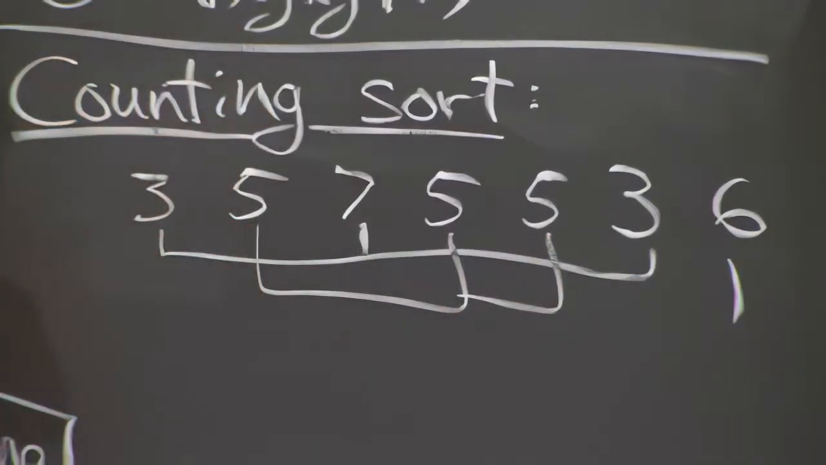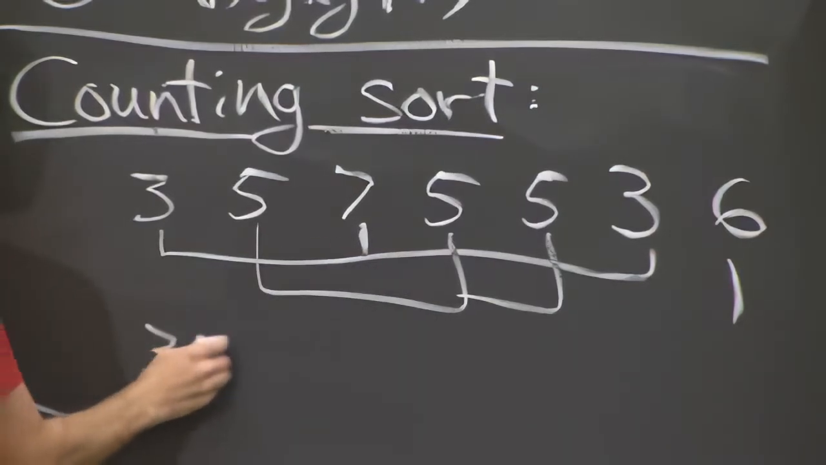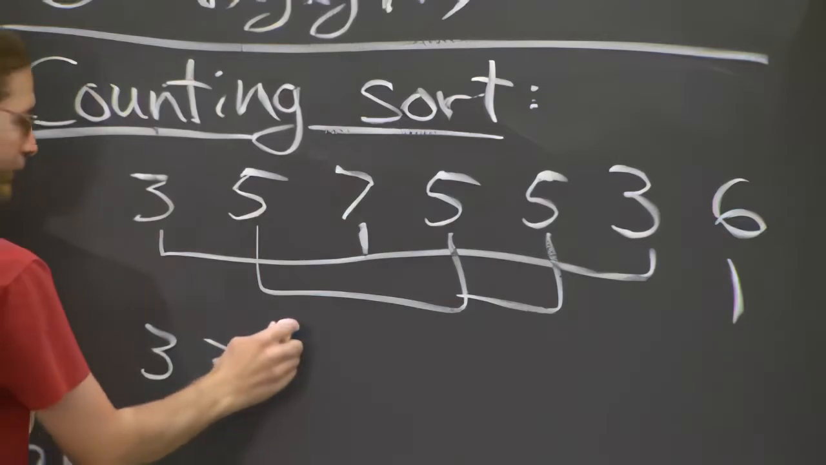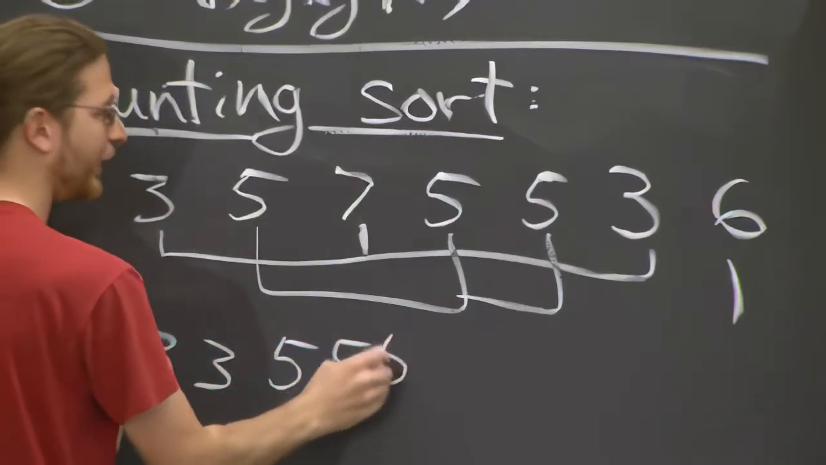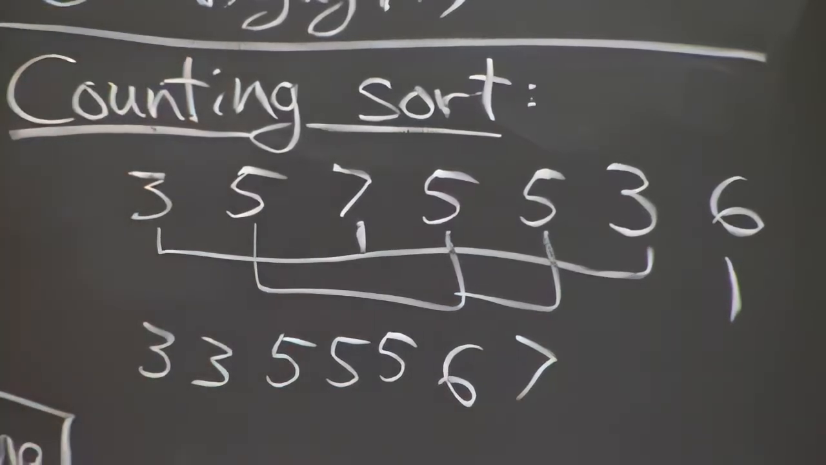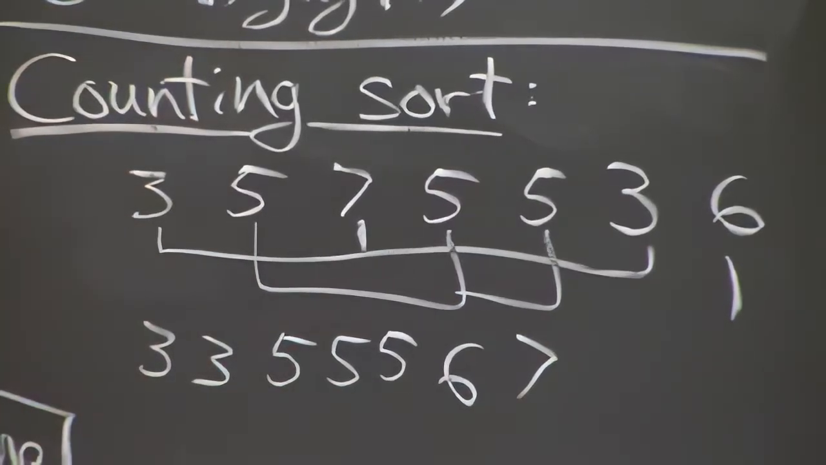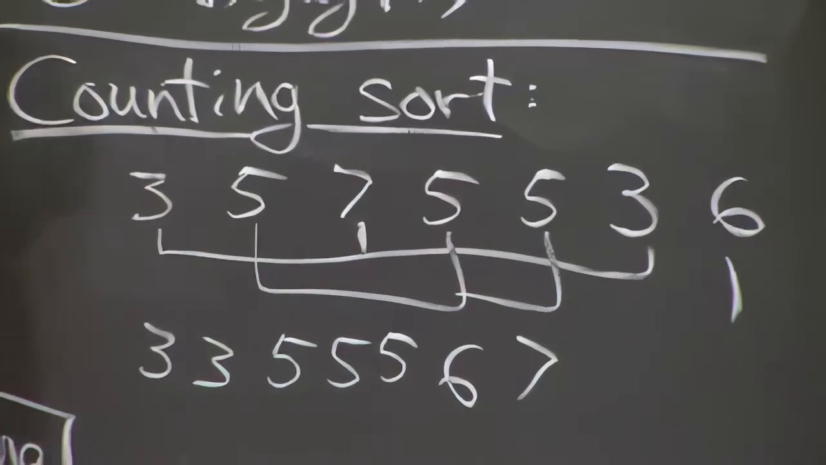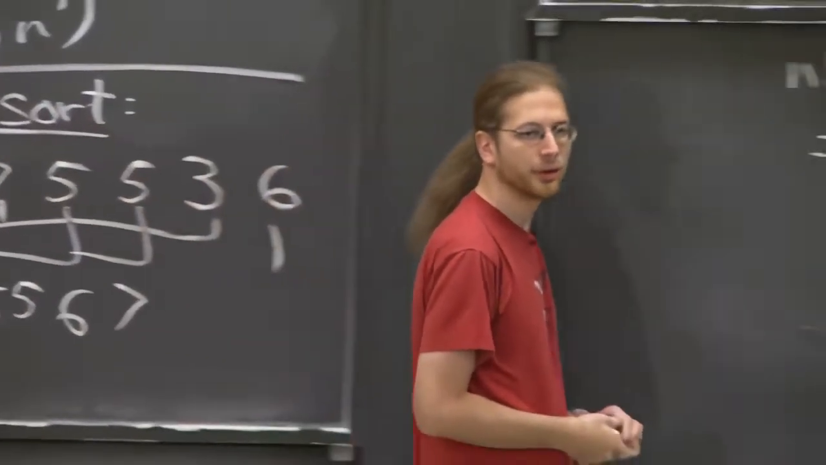So how do I sort it? Well, the 3 is the smallest key, and there are 2 of them, so I'll write 2 3s. Then there are 3 5s, so I'll write 3 5s. And then there's a 6, and then there's a 7. That's the intuition. Now, how do I do that with an algorithm? Suggestions?